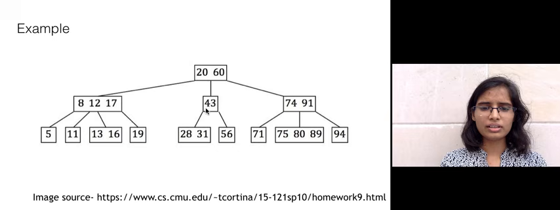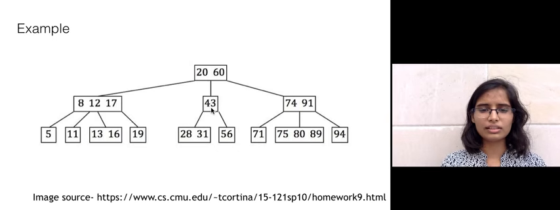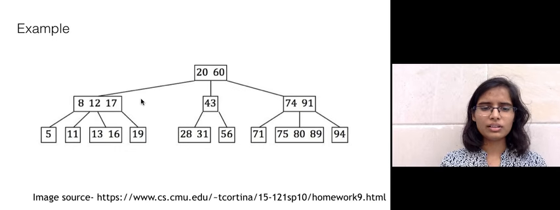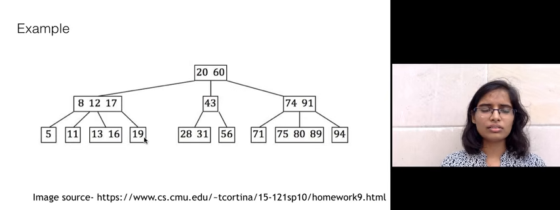Now as we move down to this node, we can see, like 43, these values are less than 43, and this value is greater than 43. So this arrangement of values goes on till the last level of the tree.